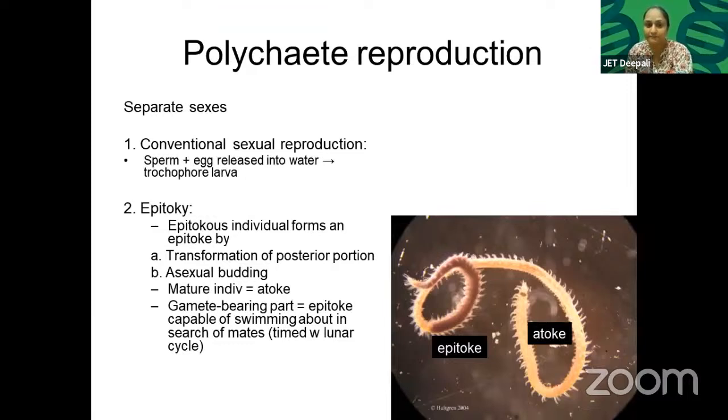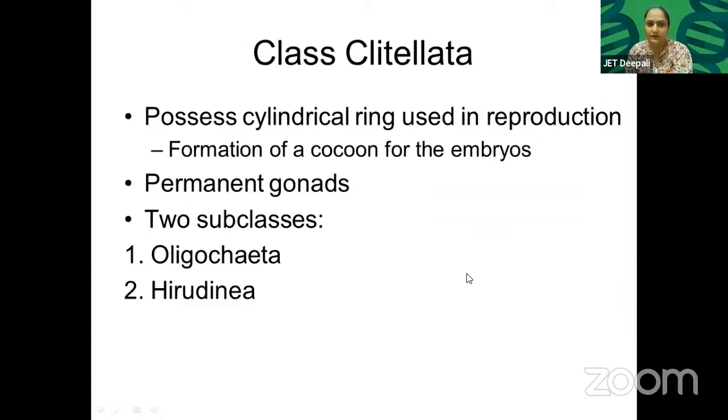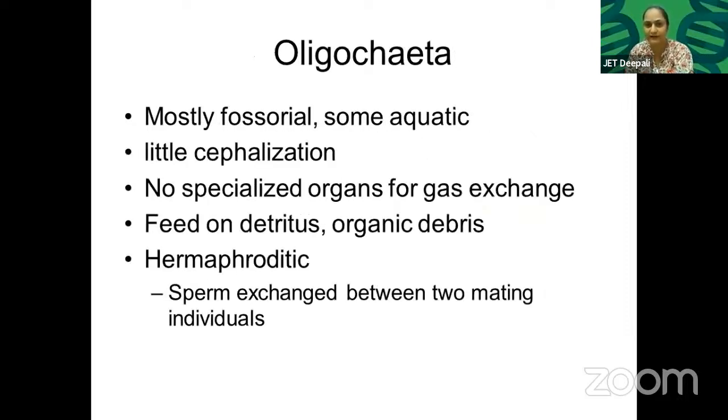Polychaete reproduction. Epitoky, atoky. We have studied about this. Clitellata possess a cylindrical ring used in reproduction, formation of cocoon for the embryos, permanent gonads, two subclasses, Oligochaeta and Hirudinea.